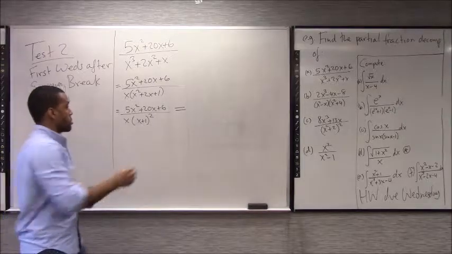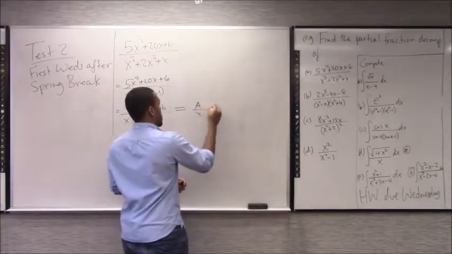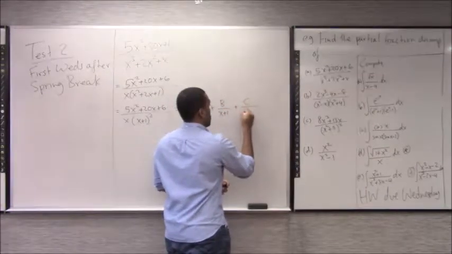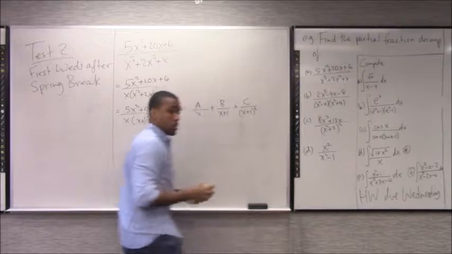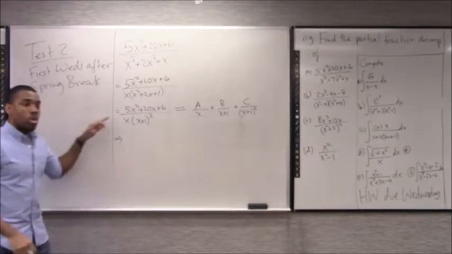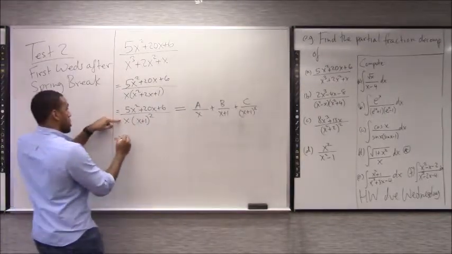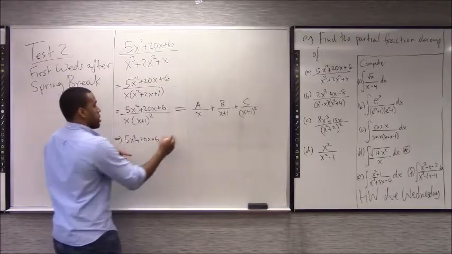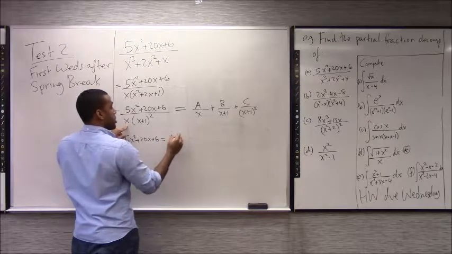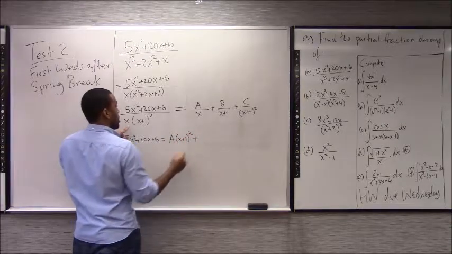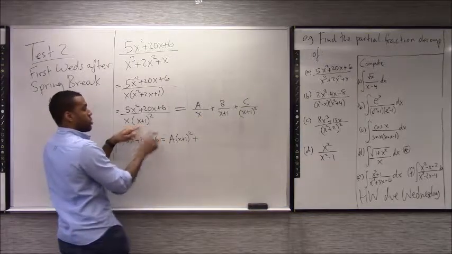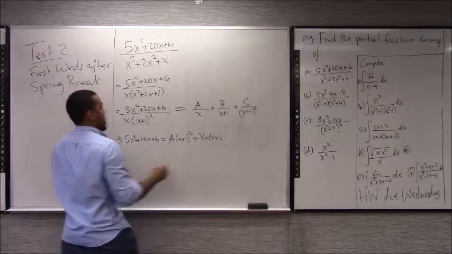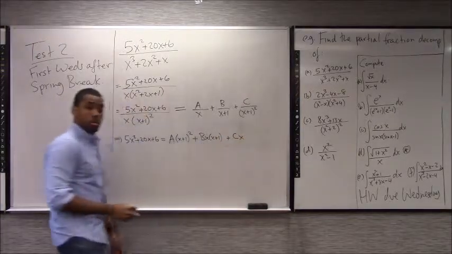A over x, plus b over x plus 1, plus c over x plus 1 squared. The next step would be to multiply both sides by this denominator, so we end up with 5x squared plus 20x plus 6 equals a times, the x's would cancel, so this would be (x plus 1) squared, plus b times, one of the x plus 1's will cancel, so this is b times (x plus 1). And then you would have plus c times x.